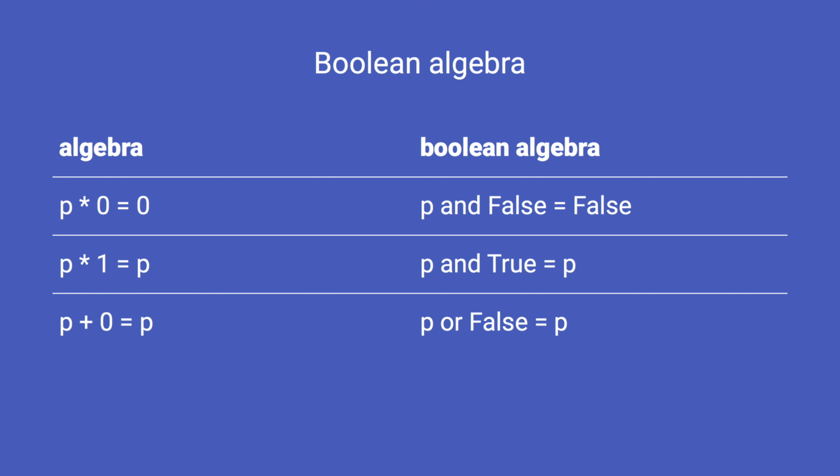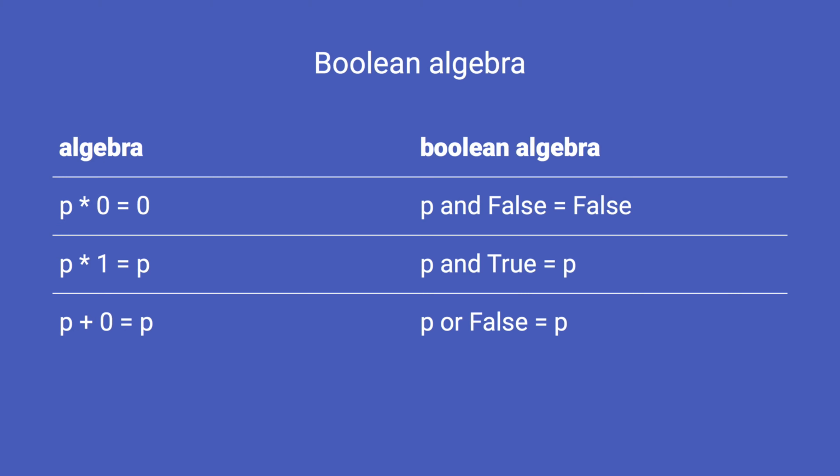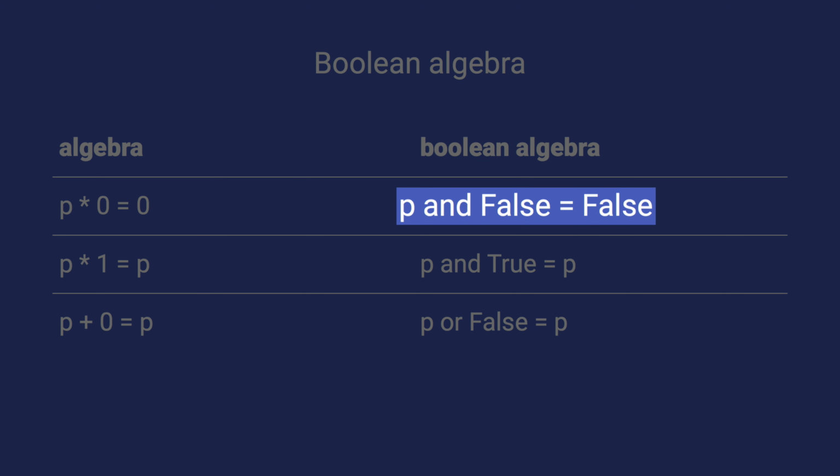Just as we have some basic rules of algebra for numbers, such as any number multiplied by 0 is 0, there are some basic rules for Boolean operations. If we use the AND operator in which one of the operands is false, the result is false. This is because both operands must be true for the result of the AND operator to be true.